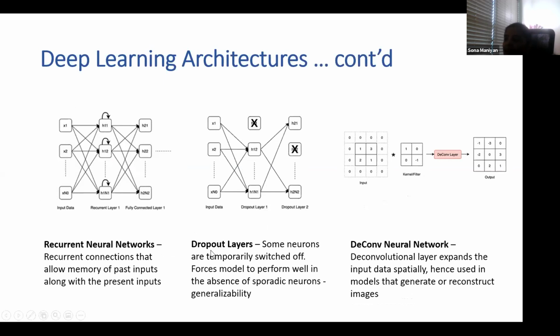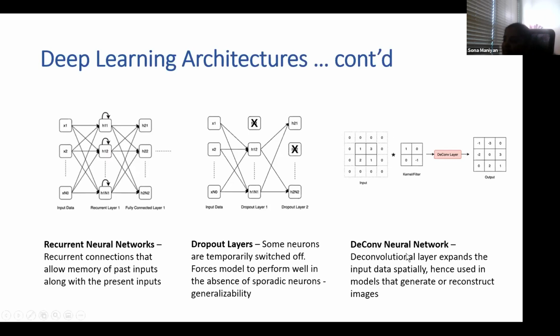And there are dropout layers. What dropout layers do is, there are architectures where there are dropout layers, and what this does is that randomly some of the neurons are switched off. And it helps in creating more generalizability to the architecture, to the whole network.